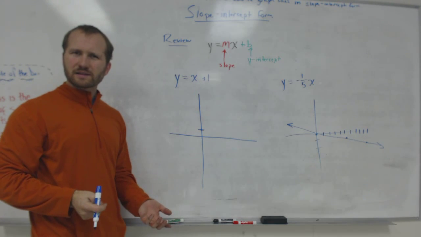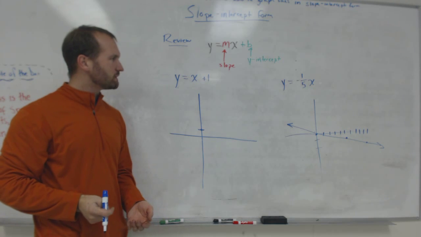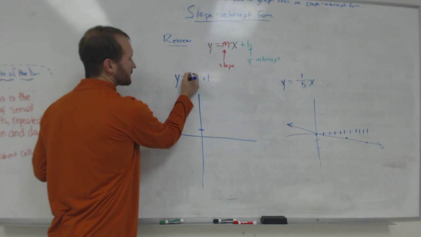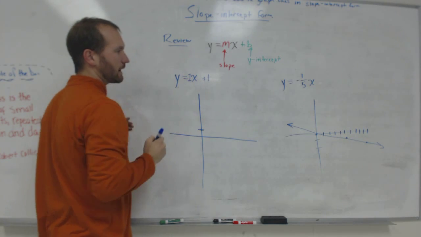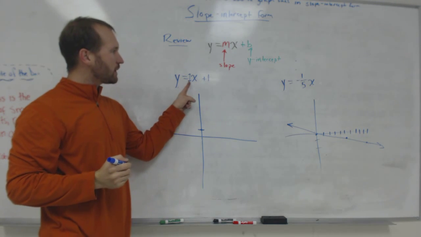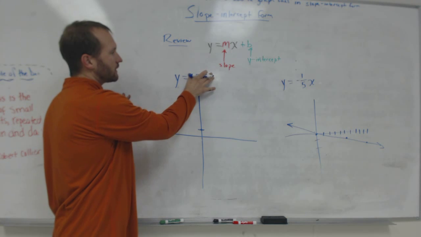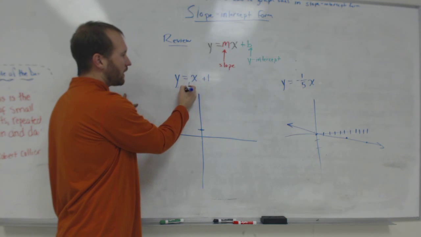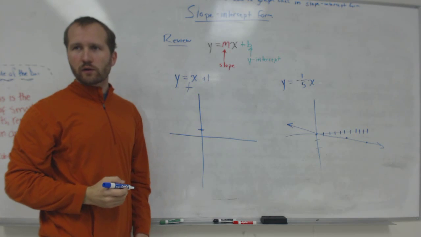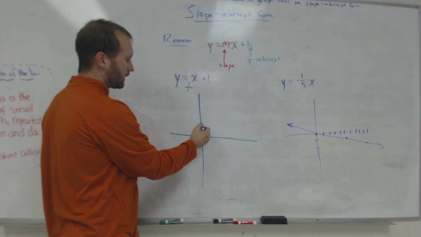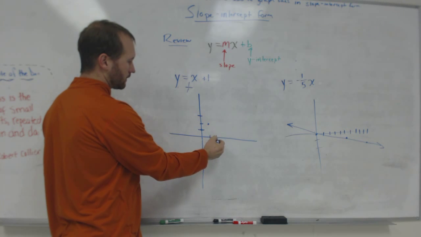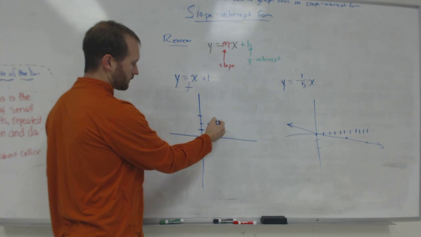Is 0x the same as x? No, it's 1. That's right. X is the same thing as 1x. So my slope here is 1, 1 over 1, even though it doesn't actually say it. So it's 1 over 1, so you go up 1 and over 1. Up 1 over 1. Up 1 over 1.